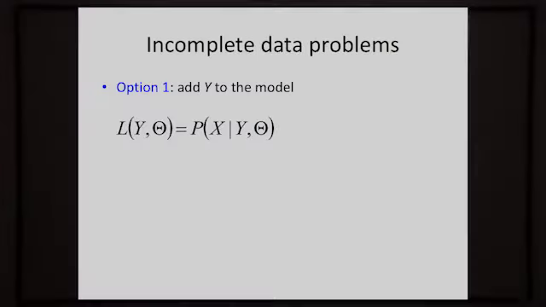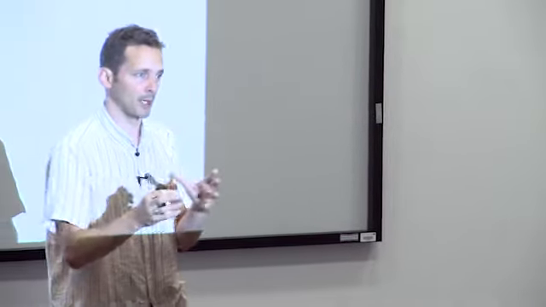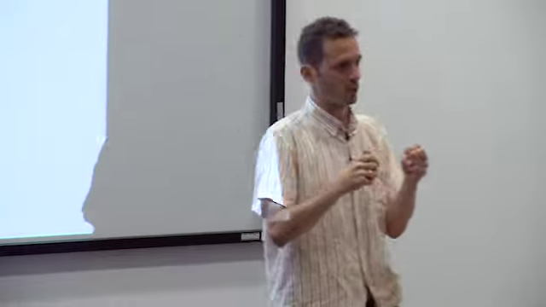Now, what do you do in case of an incomplete data problem? In the field of electron microscopy, but also in X-ray crystallography, for those of you who are more familiar with that, there have been two different options. The first option is to add the missing information to the model. So rather than saying, all I'm interested in is how that two-dimensional penguin looks, you say, I'm also interested in finding the relative orientation of all the individual particles.